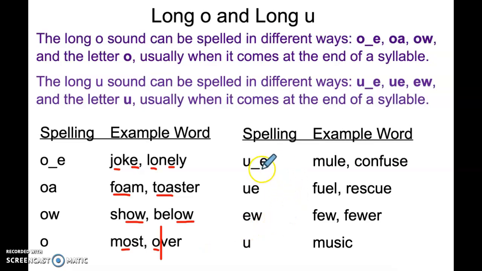Over here we have the U consonant E, mule, confuse. UE over here we have fuel, rescue. EW, few and fewer. And then the U we have music. Same thing. This is two syllables, music. That is why this is a long U, because it's at the end of the syllable.